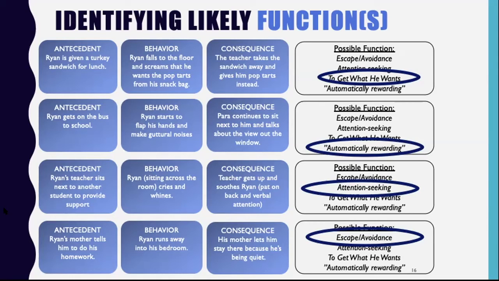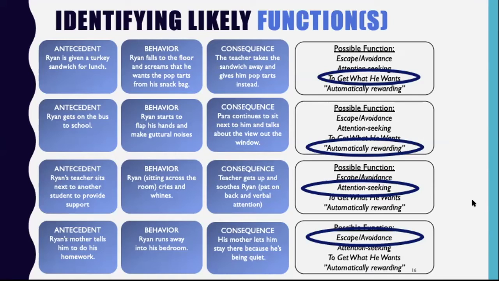The third example is Ryan's teacher sits next to another student to provide support. Ryan, who's sitting across the room, cries and whines. The consequence is that the teacher gets up and soothes Ryan, pats his back, and gives some verbal attention. While this one isolated event doesn't tell us much, it could be a variety of things. Let's say that you have a pattern of the teacher giving attention to other students and this behavior occurring, and you could see that it's attention seeking. The teacher does get up and give Ryan attention, and therefore the consequence is reinforcing that behavior.